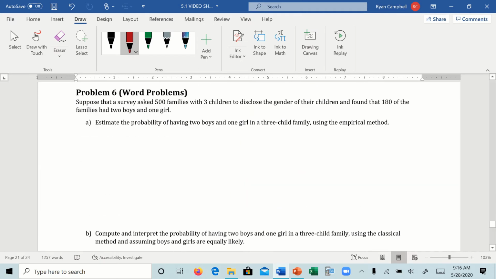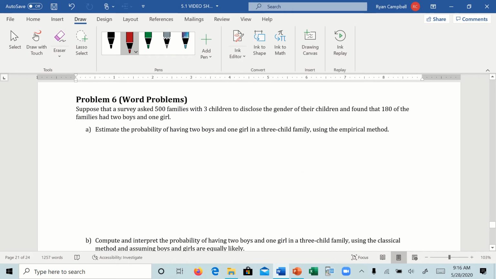All right, last problem of this section. Suppose that a survey asked 500 families with 3 children to disclose the gender of their children and found that 180 of the families had 2 boys and 1 girl. Estimate the probability of having 2 boys and 1 girl in a 3-child family using the empirical method.